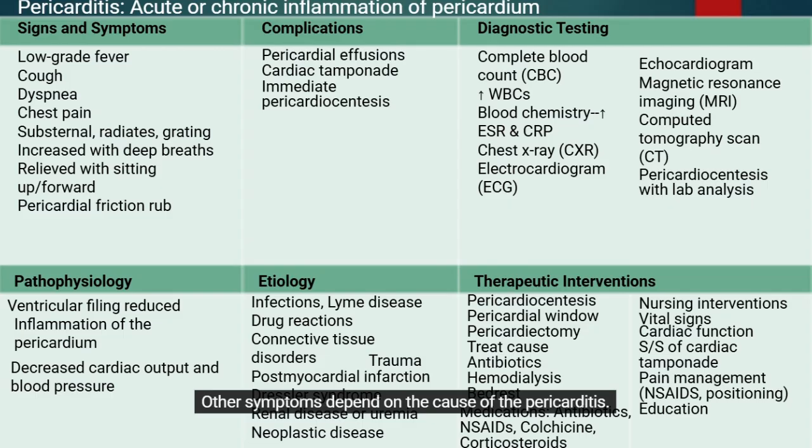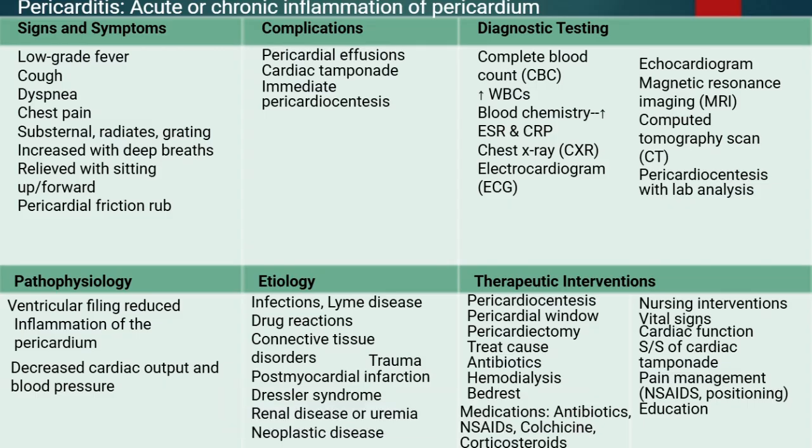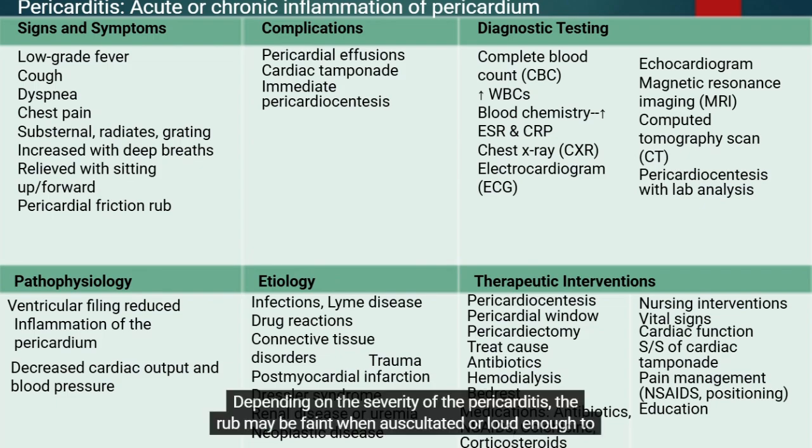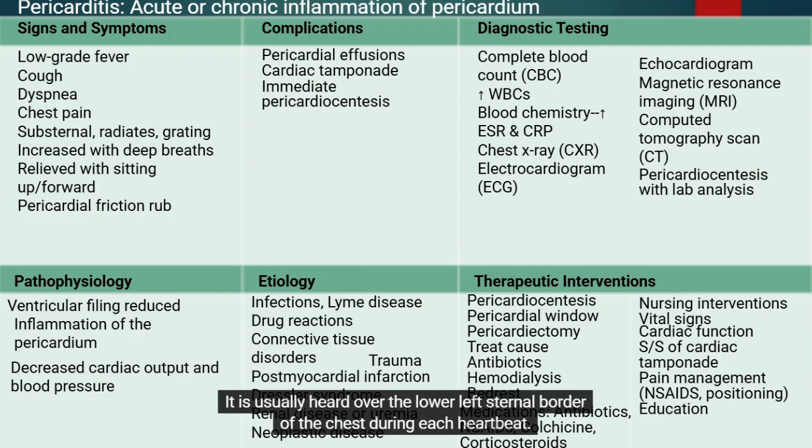Other symptoms depend on the cause of the pericarditis. They may include orthopnea, SOB when laying down, low-grade fever, fatigue, cough, and edema. A pericardial friction rub is a grating, scratchy, high-pitched sound that is the result of friction from the inflamed pericardial and epicardial layers rubbing together as the heart fills and contracts. Depending on the severity of the pericarditis, the rub may be faint when auscultated or loud enough to be audible without auscultation. It may be intermittent or continuous. It is usually heard over the lower left sternal border of the chest during each heartbeat.